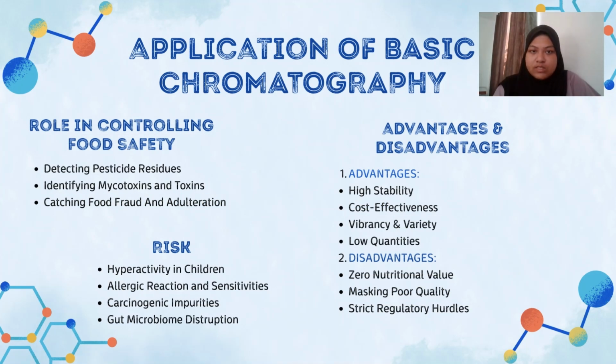Assalamualaikum. My name is Rabiatul Maira and I want to talk about the application of basic chromatography. So what is its role in controlling food safety? It is used for detecting pesticide residues, identifying mycotoxins and toxins, and catching food fraud and adulteration.